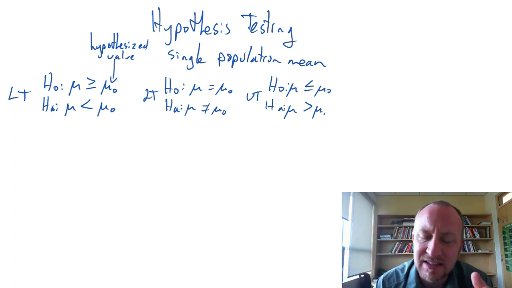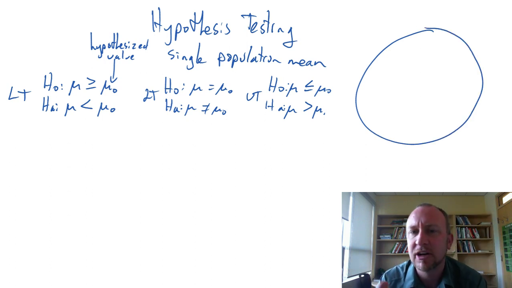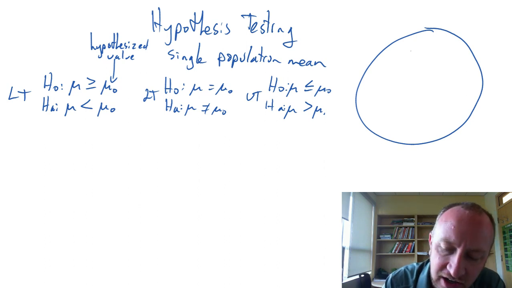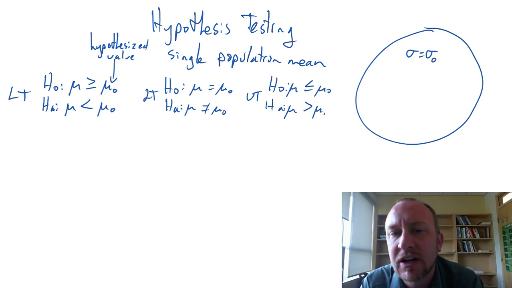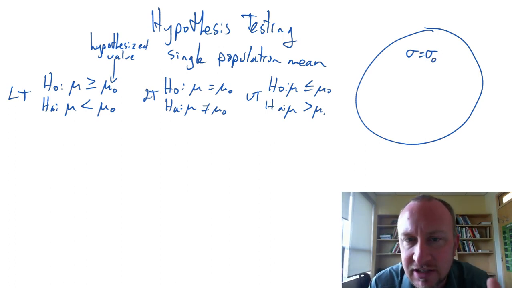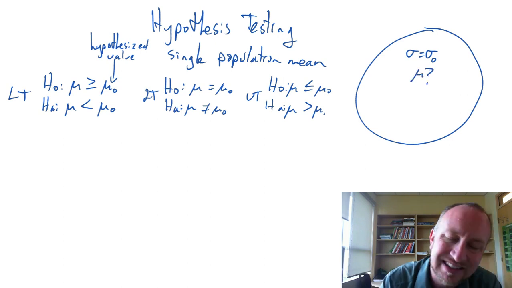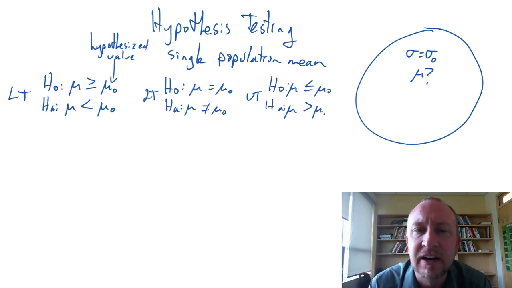So what this means is that, well, here's my population. All of my observations exist within this population. And let's say for now, let's start off and assume that we know what the population standard deviation is. So I know the population standard deviation here is sigma squared. What I don't know is what is the mean of that distribution? What is the average of that population? And so that's what we are going to try to determine.